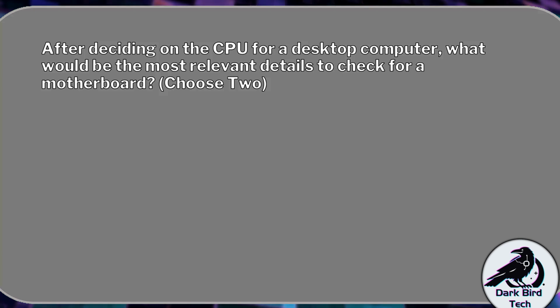Next up, after deciding on the CPU for a desktop computer, what would be the most relevant details to check for a motherboard? Choose two things. Before we look at the options, let's think about the scenario being given to us. We've settled on the CPU we want for a desktop computer. Then we need to look at the motherboard.